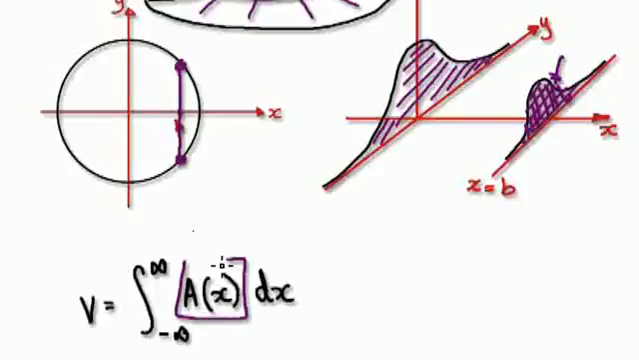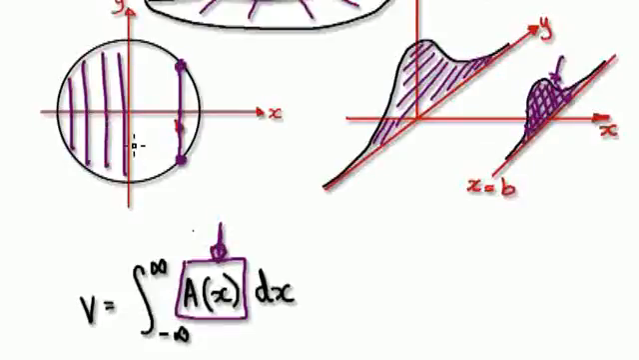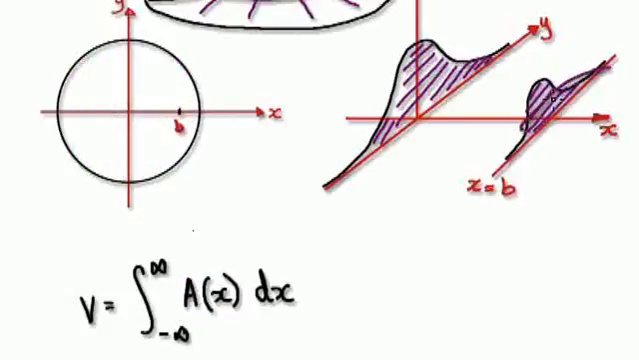Remember, we need to find out the area each step of the way. For any given value of x, we need to know the area. Let's just say we are now at x equals b. At x equals b, that's this slice here. We need a way of obtaining this thing here. But then to obtain this thing here, we need to know the height each step of the way. Well, the height is given by this.